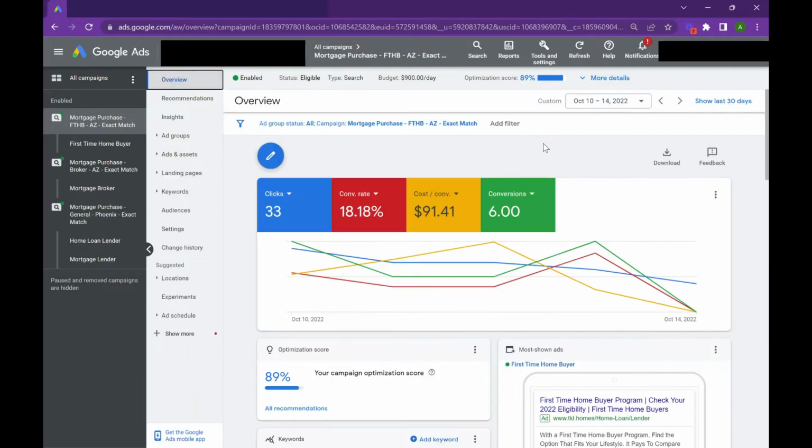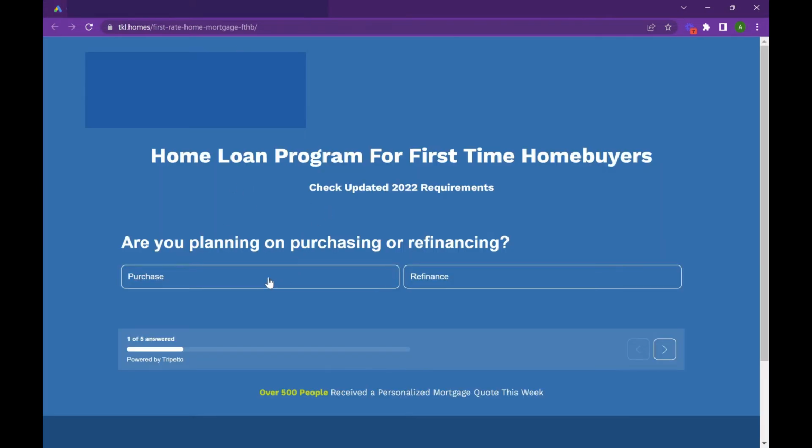Here, let's look at our conversion rate of up to 18%. That's really high. Industry averages for conversion rate are between 2 and 4%. So this is a result of high quality targeting, but relevant landing pages as well.